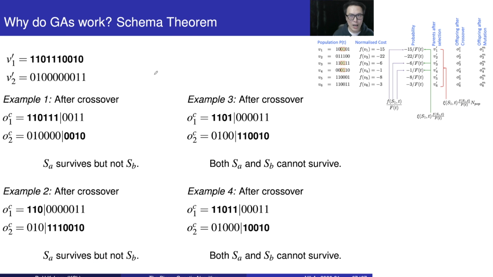Take a look at this example. Assume that at this point we want the parent V2 prime, that is these two guys. Assume that we are going to perform crossover once we choose these two as the parents, and then we are going to draw a line right here. This is the crossover point. So we come up with the offspring O1C, O2C. That is, we generate these two offspring.